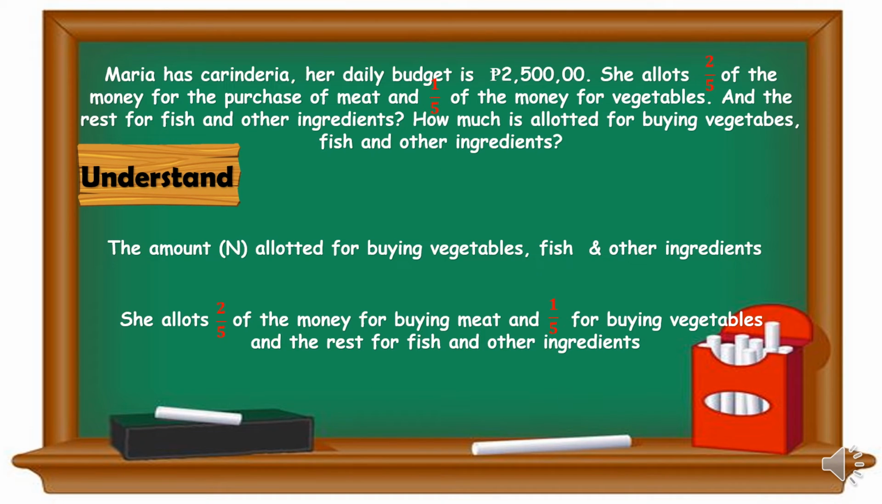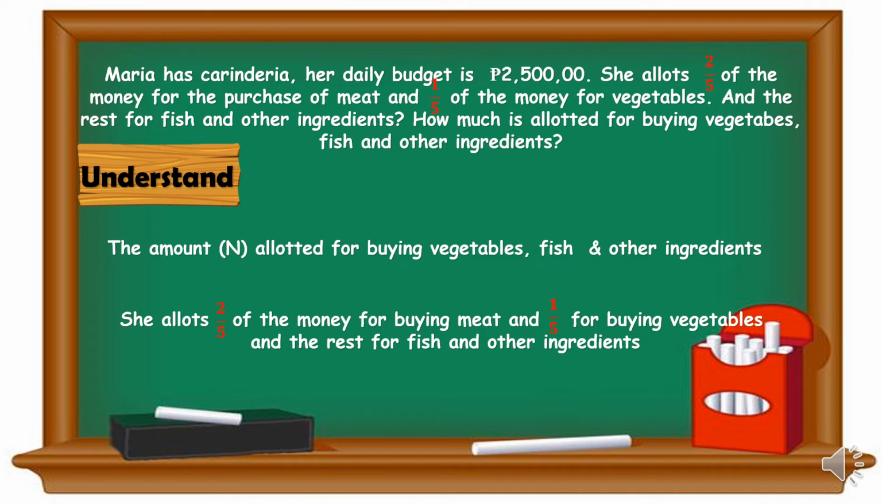Okay, now let us go back to problem number one. Maria's carinderia. Her daily budget is 2,500. She allots 2/5 of the money for the purchase of meat and 1/5 of the money for vegetables, and the rest for fish and other ingredients. How much is allotted for buying vegetables, fish, and other ingredients?